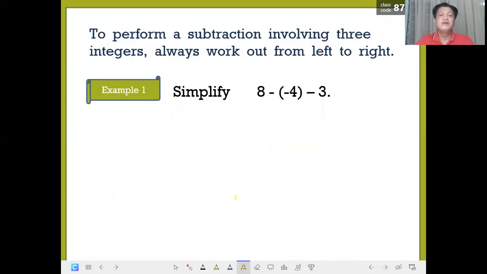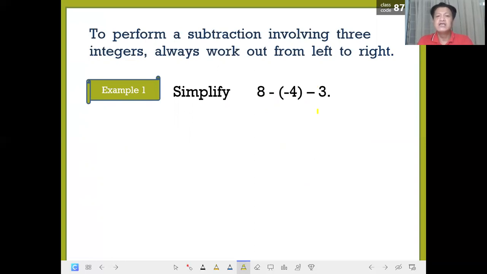Okay, then with that, we are going to perform a subtraction involving 3 integers. Always remember, work out from left to right. So lagi tayong susunod dyan. Okay, with that, simplify 8 minus negative 4 minus 3. Okay, ano nga yung rule natin? That is keep, change, change.